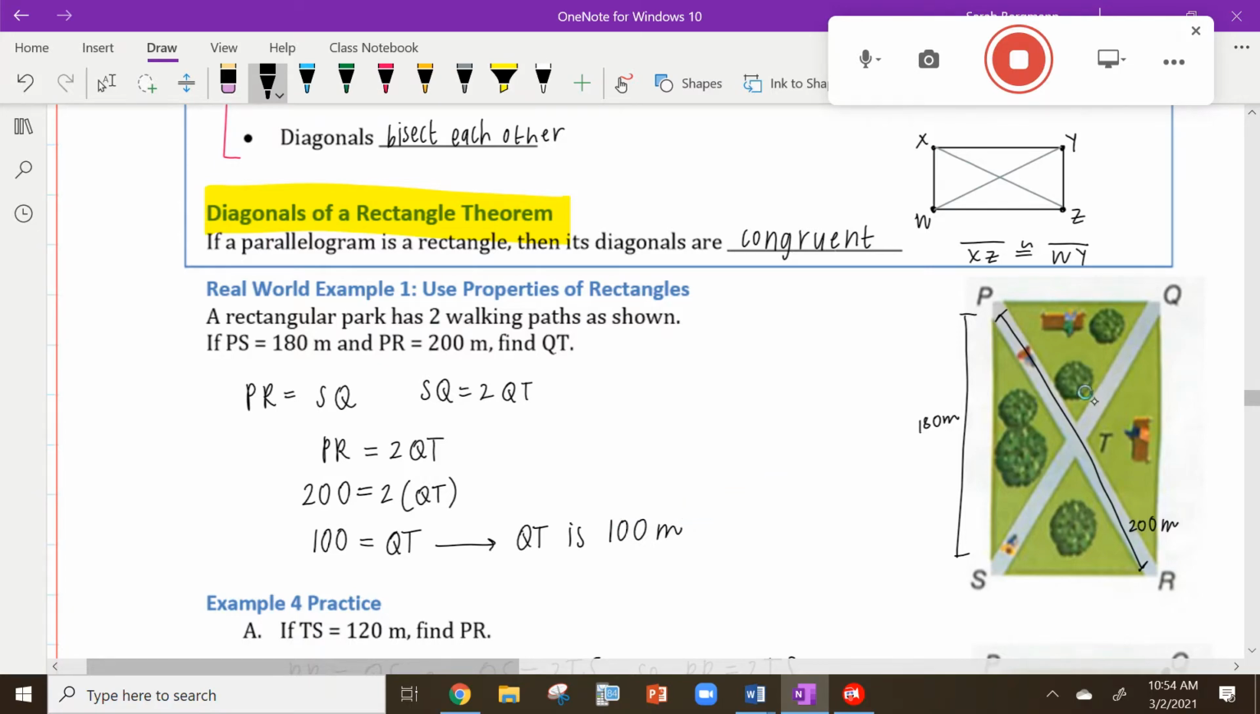You can double check that just to make sure it looks correct. If this was 100 meters and this half was also 100 meters, since they have to bisect each other, altogether that makes the diagonal 200 meters, which is congruent to the other diagonal.